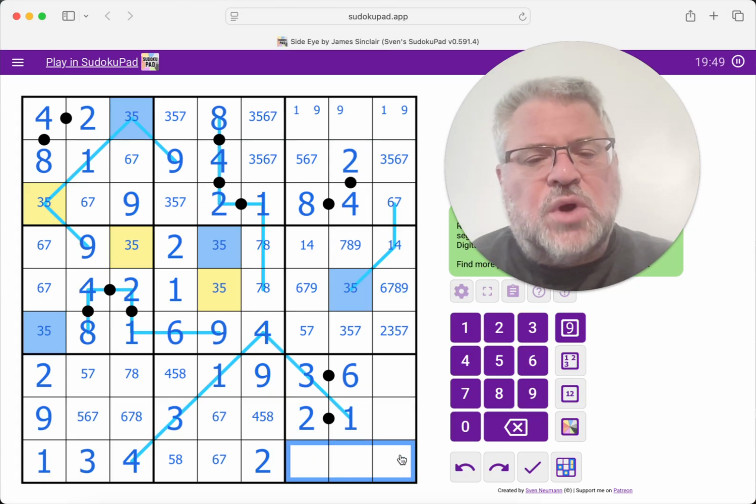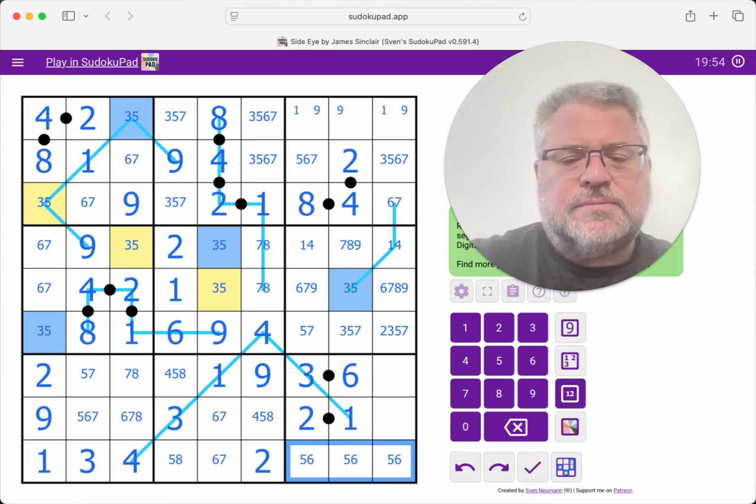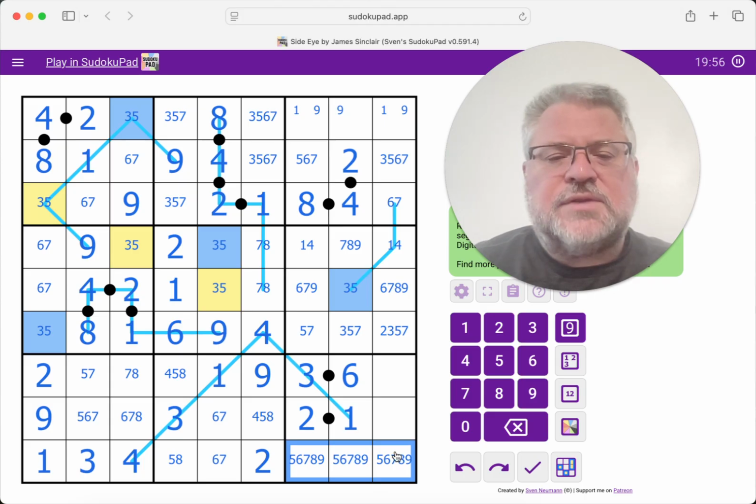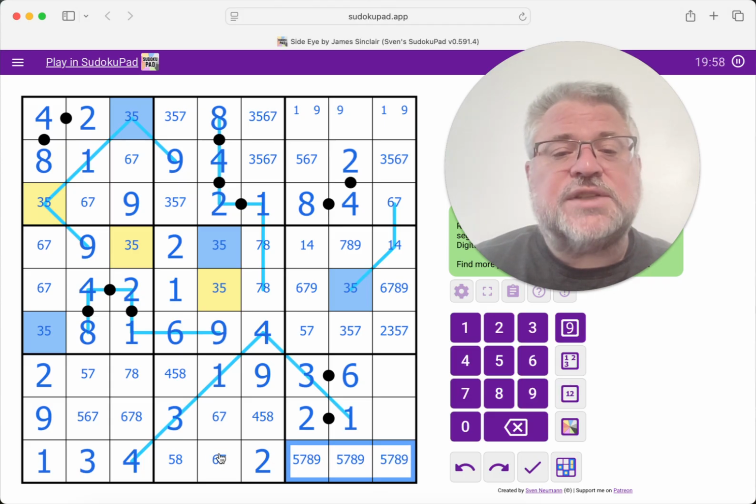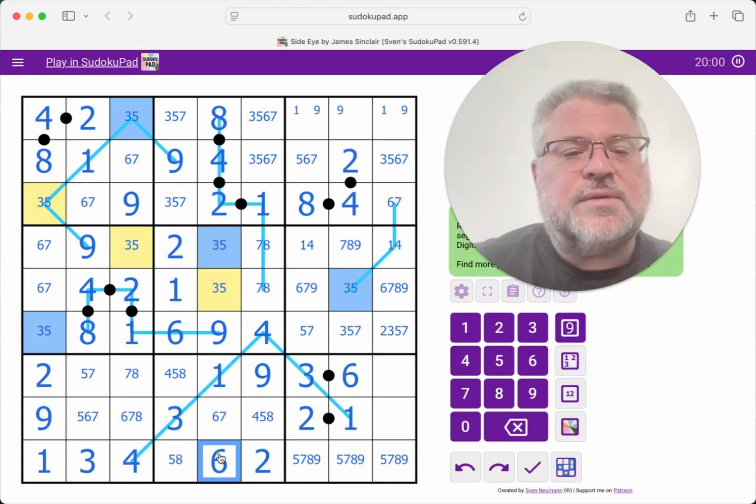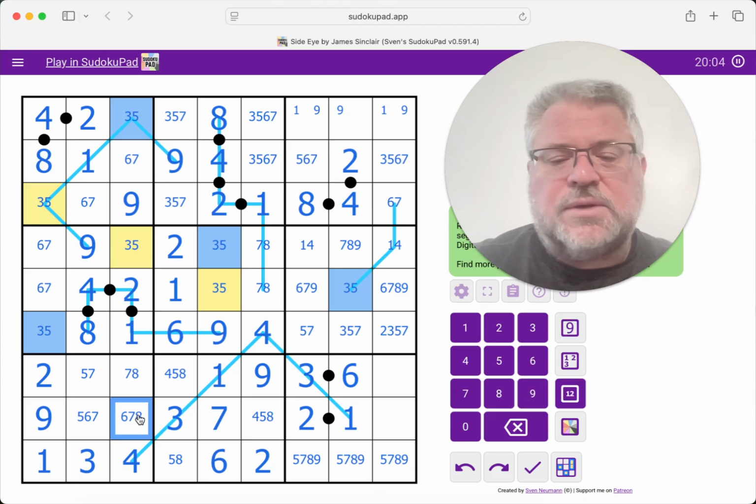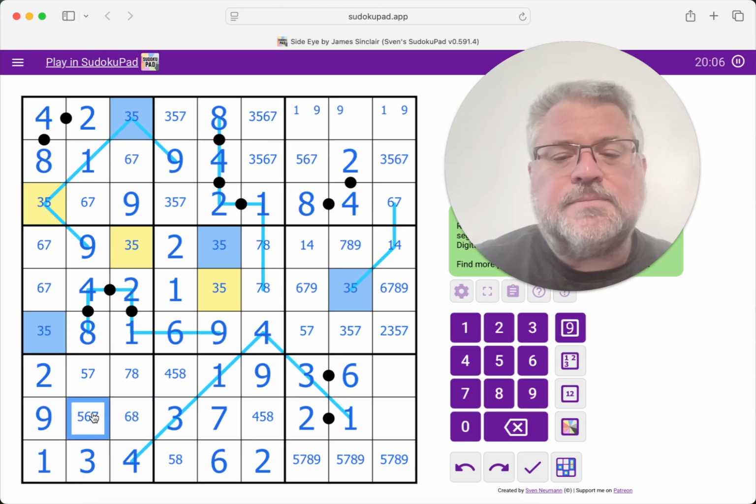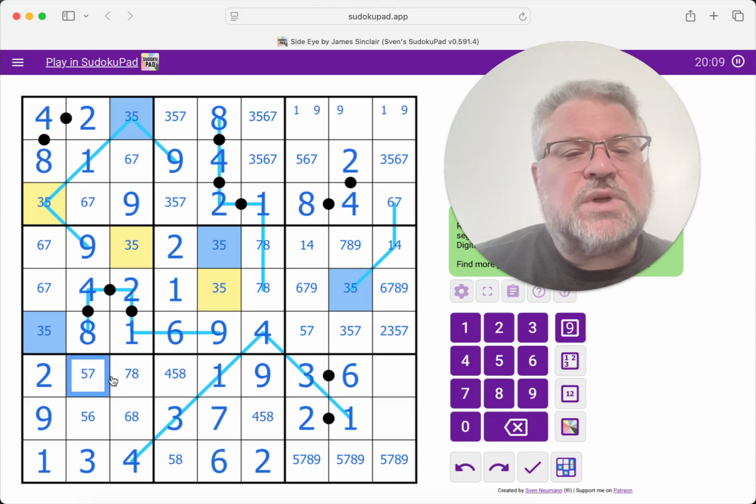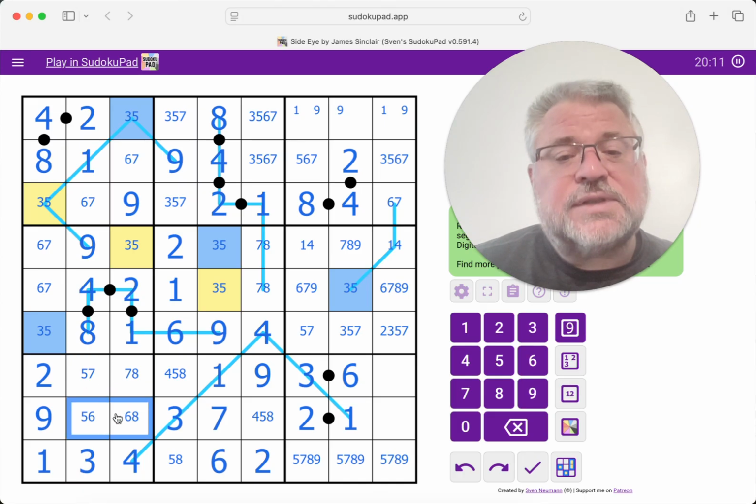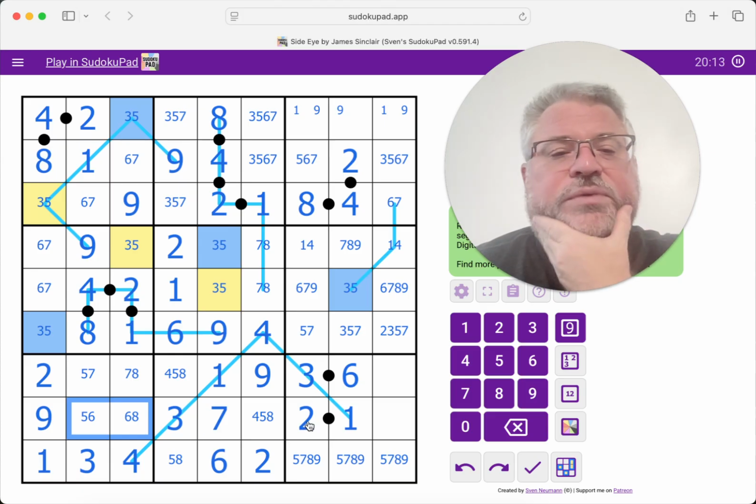Within row 9, we need 5, 6, 7, 8, 9. None of these can be 6, so there's only one place for 6 in row 9, which is here. Now this is 7. That removes 7 from here. So 7's in one of these. 6 is in one of these. 4 is here.